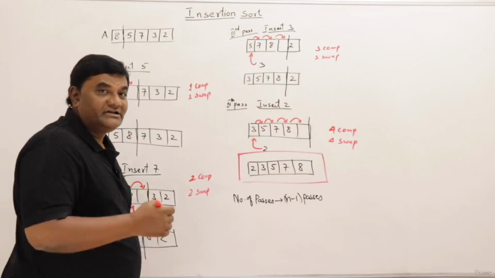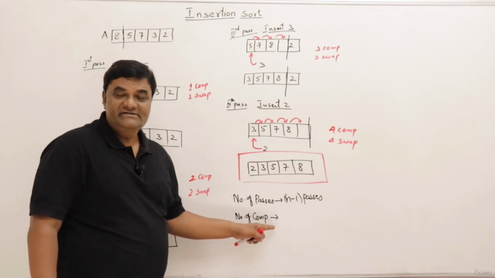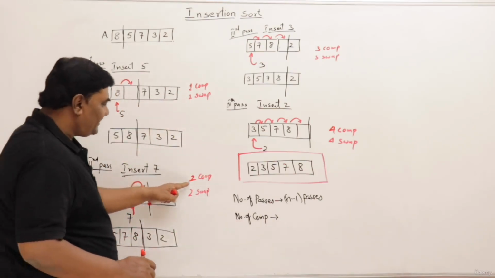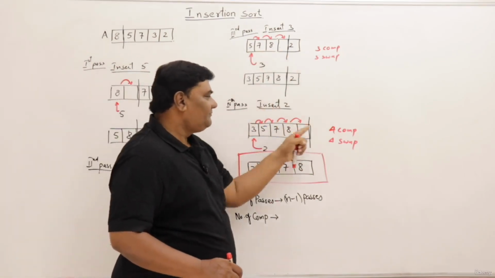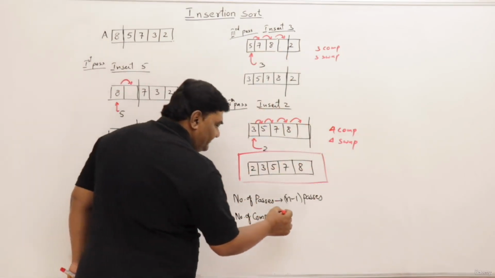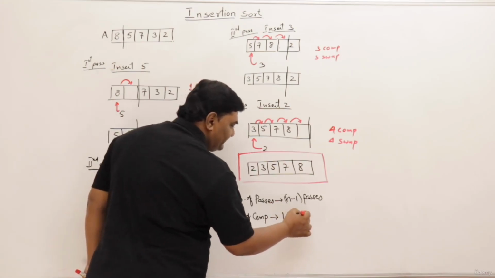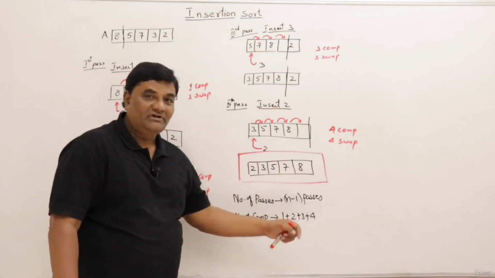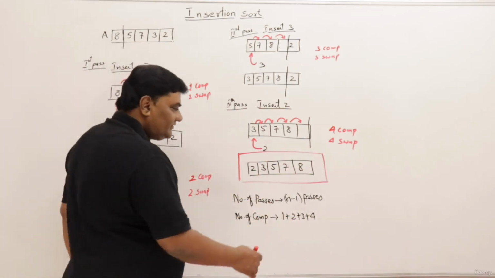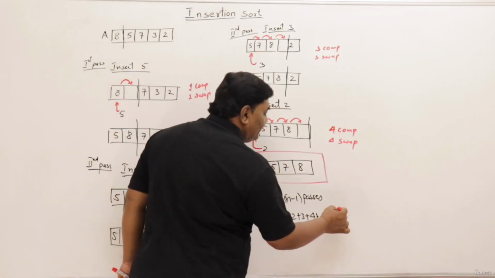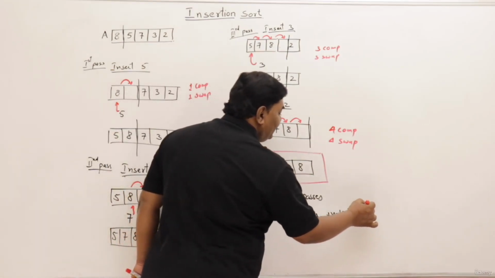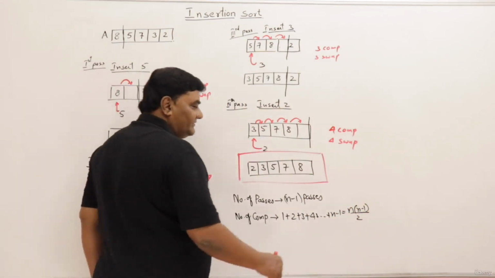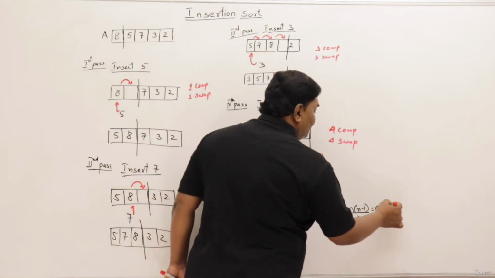Then how many comparisons? Let us check here. In the first pass, 1 comparison was done, in the second pass 2 comparisons, in the third pass 3, and in the fourth pass 4. So I'll add them: 1 plus 2 plus 3 plus 4. As there are 5 elements, 4 passes, so up to 4. N elements, n minus 1 passes, up to n minus 1. So this is n into n minus 1 by 2. This polynomial is of degree 2, order of n square.